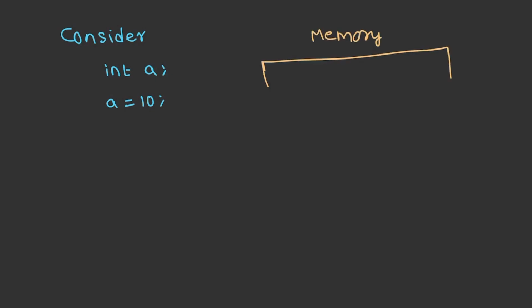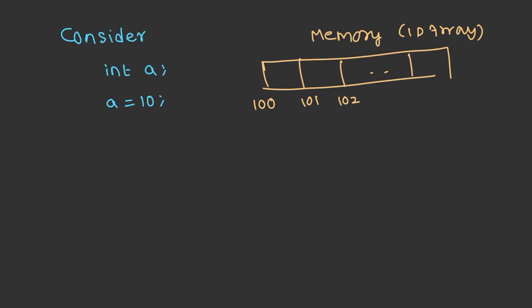Let's try to understand more about pointers and dig deep into this. Consider an integer a. It has a value of 10. The memory in the C programming language is aligned in terms of a one-dimensional array. Let's assume it starts from 100 and so on. For the sake of simplicity, I am assuming that the integer is 1 byte here. Now, let's assume a has a memory location of 100. So, a will be at memory location 100 and it will have a value of 10.